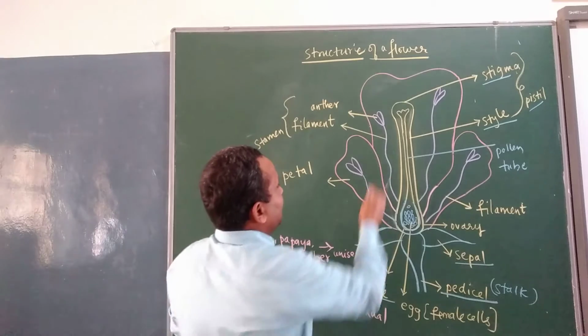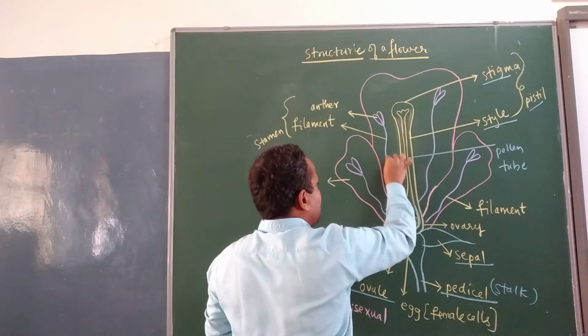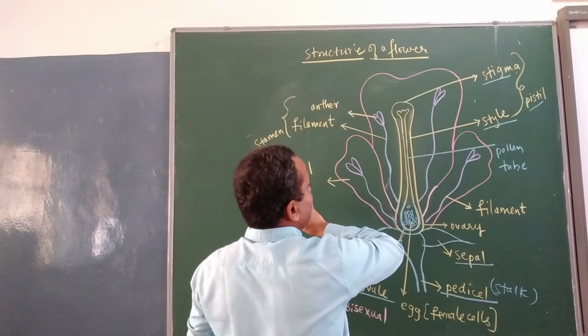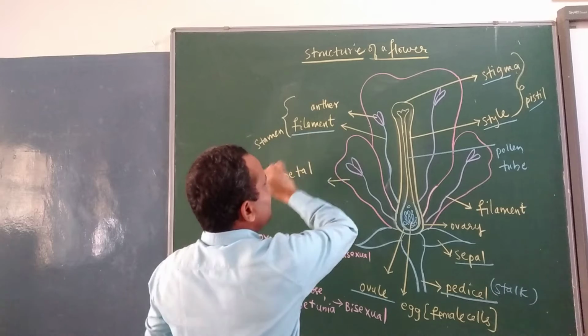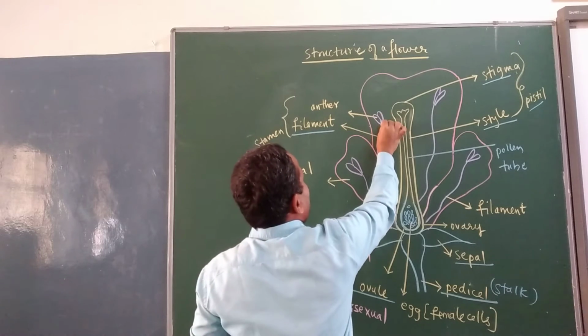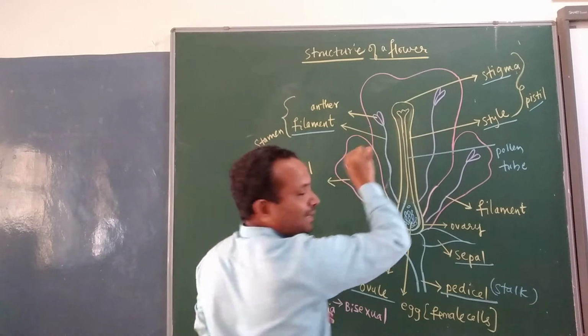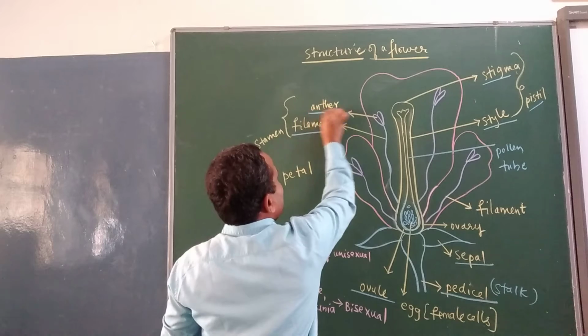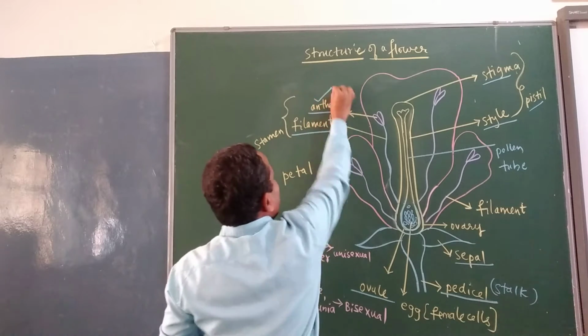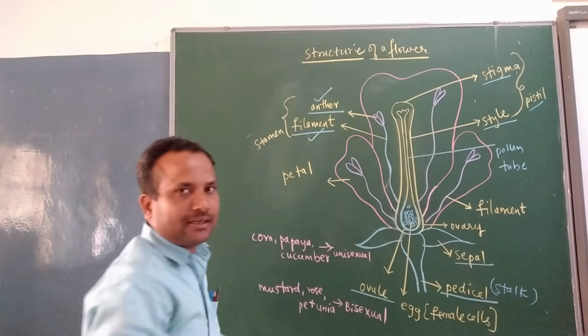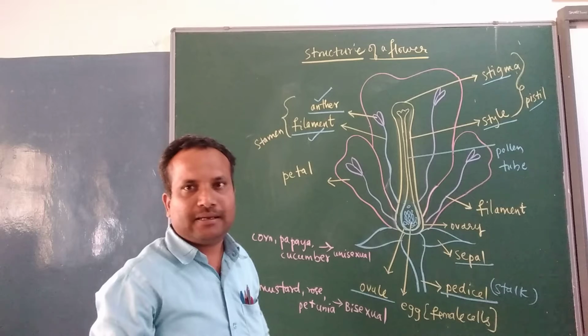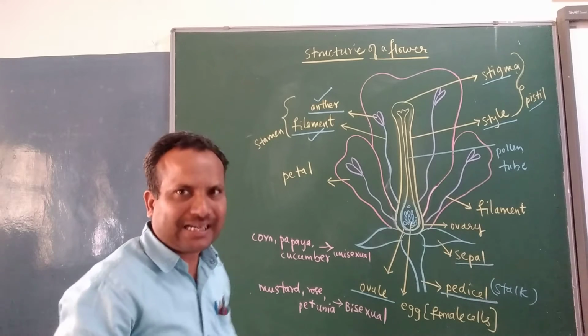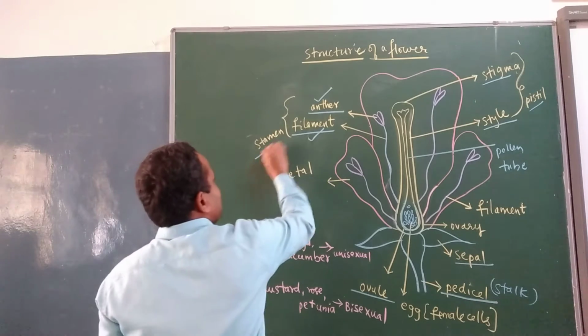Then we have, whatever you can see, this tube, which is nothing but the filament. At the top of the filament we have an important segment. This segment is called the anther. Anther and filament together come under the male reproductive part. That is nothing but the stamen.